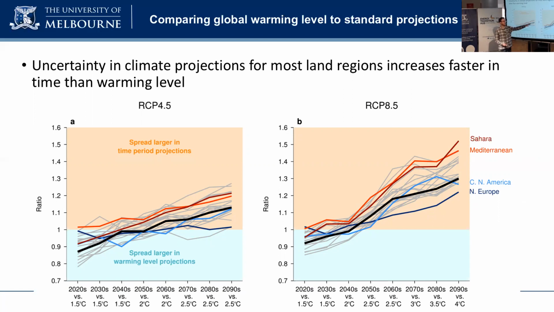I've just picked out a few which are the highest and lowest by the end of the 21st century under RCP 8.5. So the ratio is higher in particularly dry areas of the world, areas that are drying, like the Mediterranean, possibly related to uncertainties in rainfall projections as well. So for places like the Sahara, there's a lot of uncertainty.